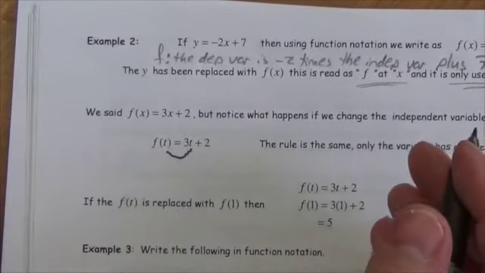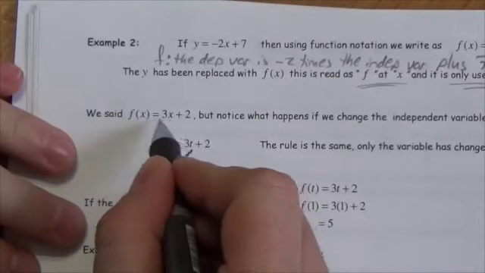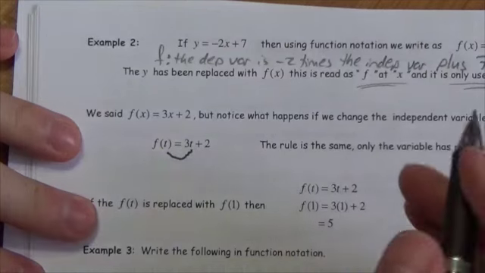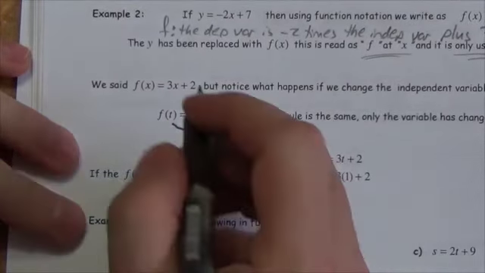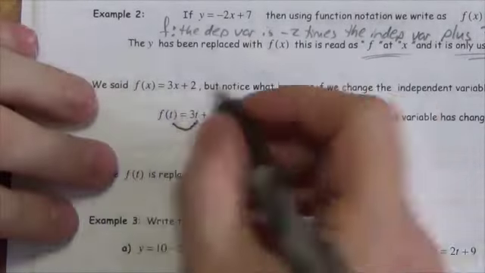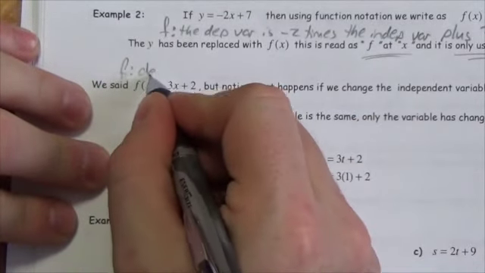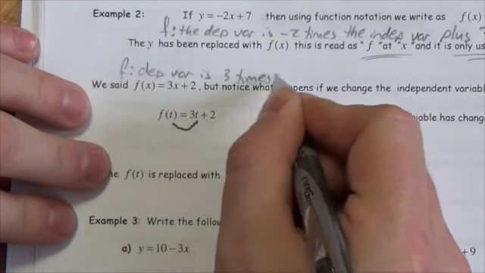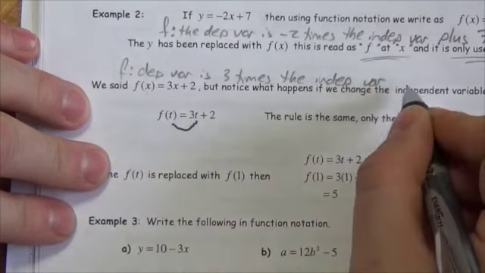Now, look over here. Let's take a look at a slightly different example to build on this. What if f of x was now 3x plus 2? What happens if you change the independent variable? In this particular case, f means the dependent variable is 3 times the independent variable plus 2.